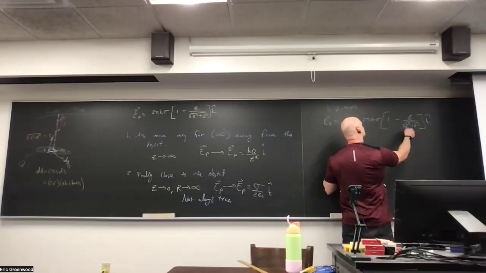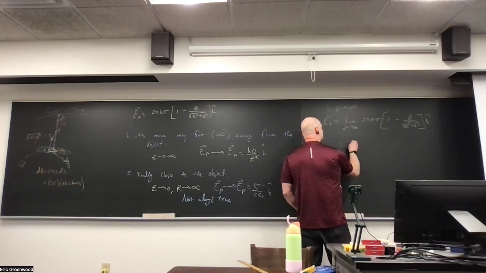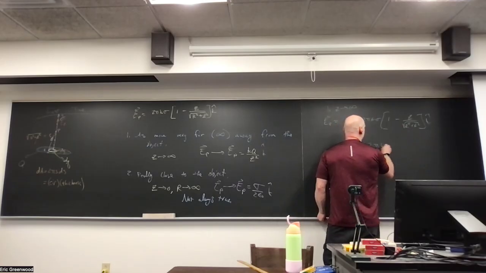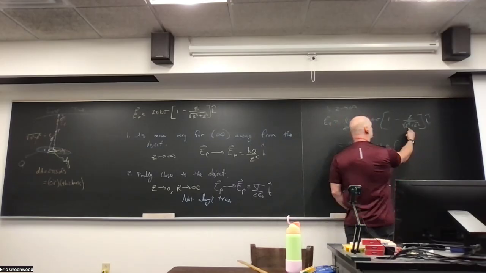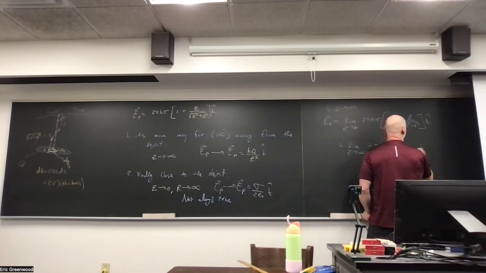So first thing I'm going to do is factor z out of both of these two terms. So here I'm going to factor out my z, or my z squared in this case. So let's take the limit as z goes to infinity of my 2 pi k sigma. And I'm going to pull out a z squared from here, which is going to kill off this z. So I'm going to get a 1 minus 1 over the square root of 1 plus r over z squared.